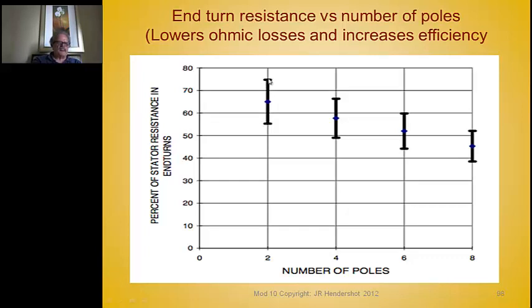Half to 75% of the total resistance of the phase windings is in the end turns. That means that all that copper is eating up voltage. It's creating heat, but it's not producing torque. The only parts of the conductors in the phase winding that produce torque are the ones down the slots that link with the flux from the rotor. And as you can see, that percentage drops to 40 to 55% for an 8-pole motor.